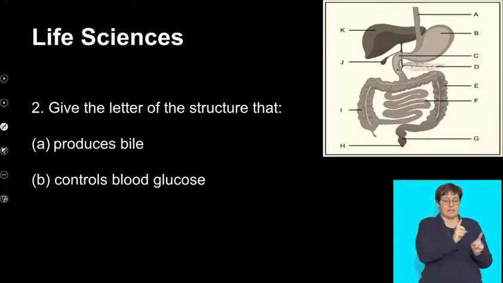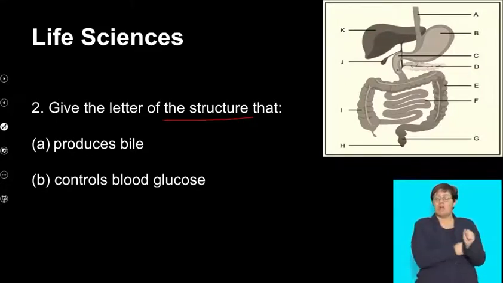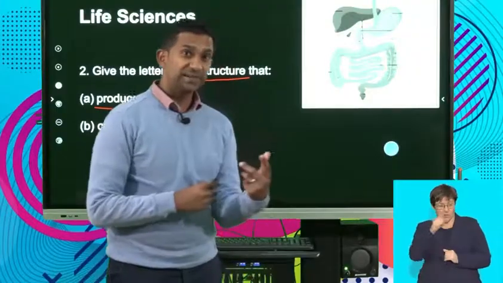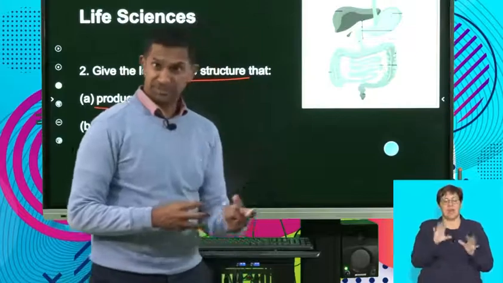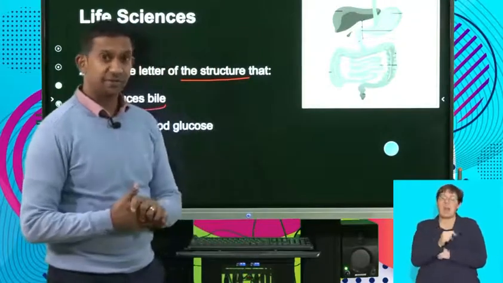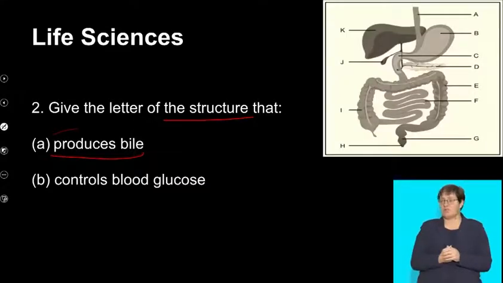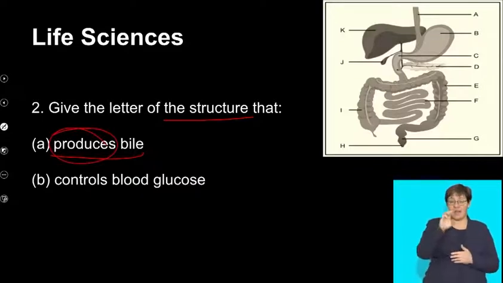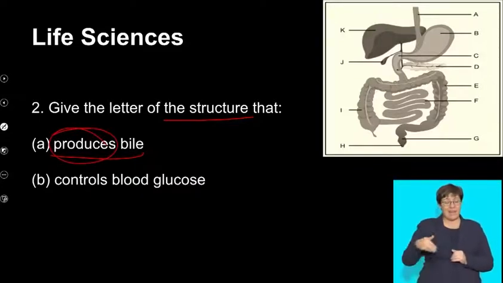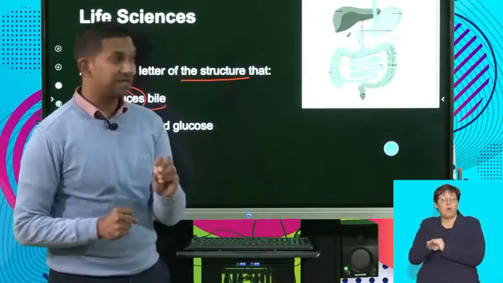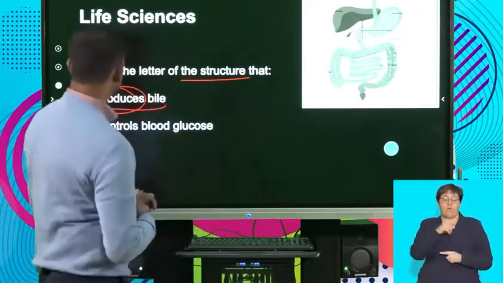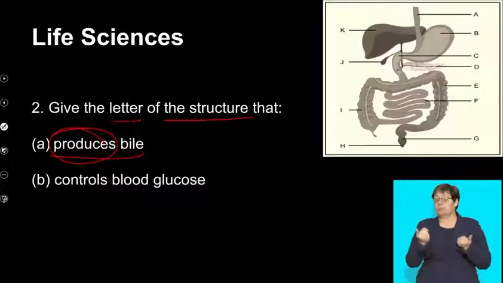Give the letter of the structure that produces bile. And as you noted, as I went through labeling these parts, I was able to very quickly recollect the structure and function of different parts. So we mentioned producing bile. Guys, remember that the liver produces the bile. However, it is stored and released temporarily from the gallbladder. So give the letter of the structure, guys.